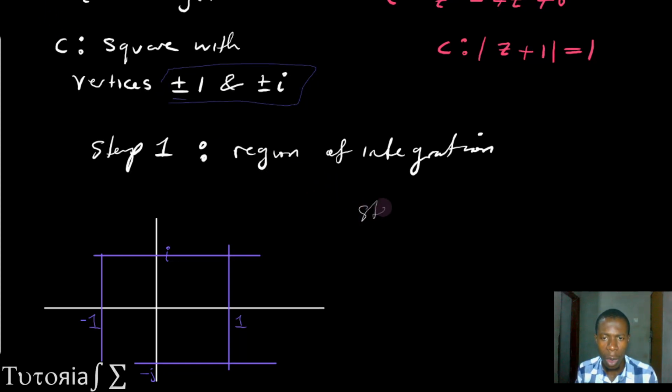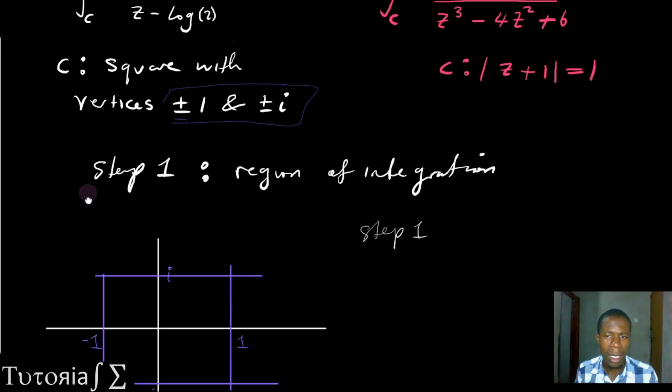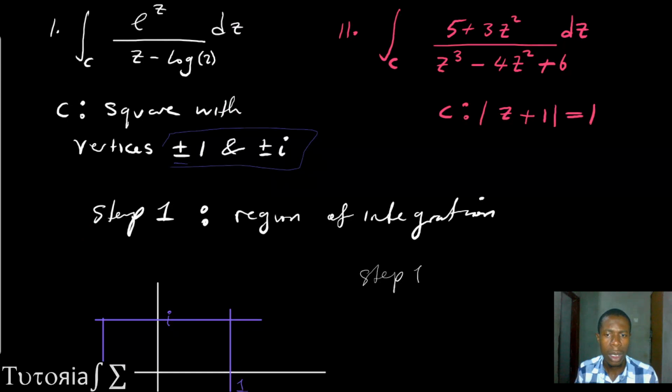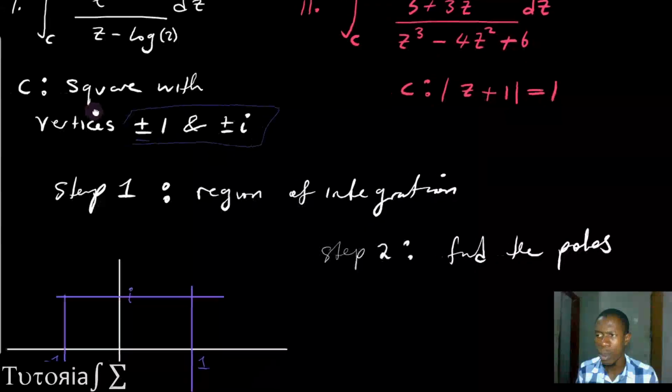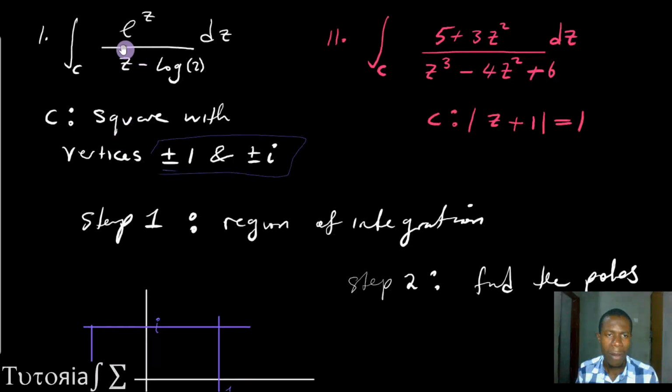So after you sketch your region of integration, you will be finding the poles, the points where the function is undefined. Poles are basically places where the function is undefined. So for instance, this function that we have here is undefined when this part is equal to 0.